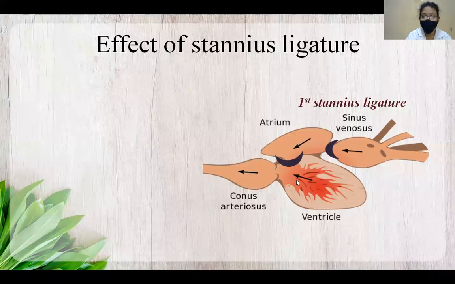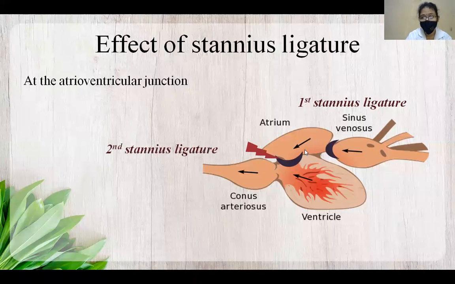Now, at the atrioventricular junction, we will tie the second Stannius ligature. Again, we have to demarcate this area and we tie a ligature at the atrioventricular junction. Once you tie the second Stannius ligature, this is going to interrupt the impulses from atria reaching the ventricles. Means here the sinus venosus is having its own rhythm, atrium is having its own rhythm, but neither of the impulses can reach the ventricles.